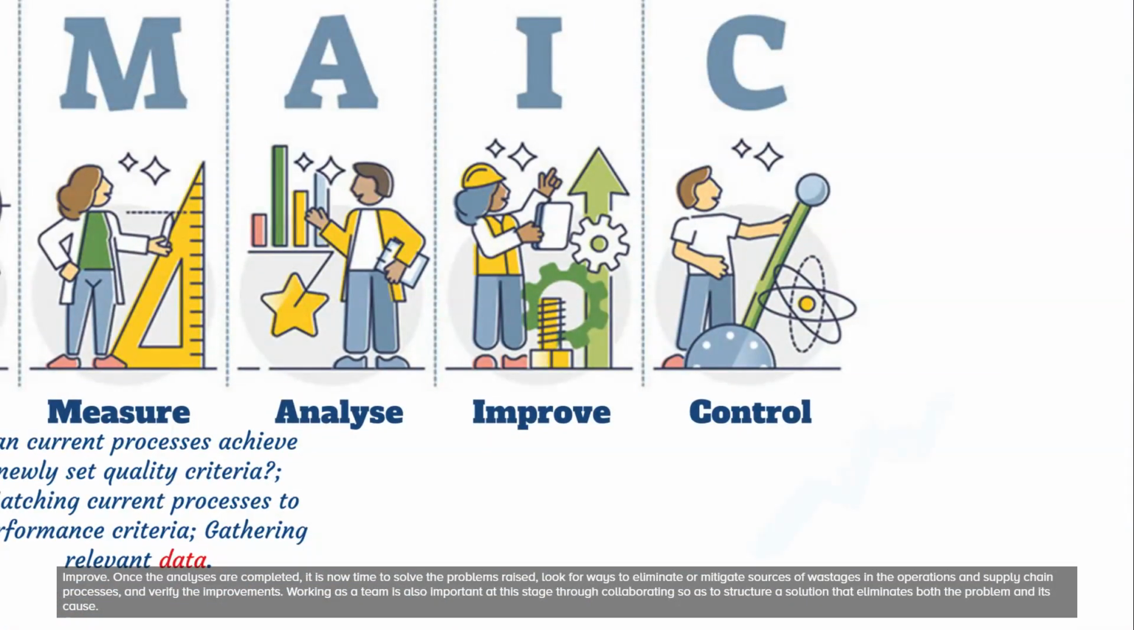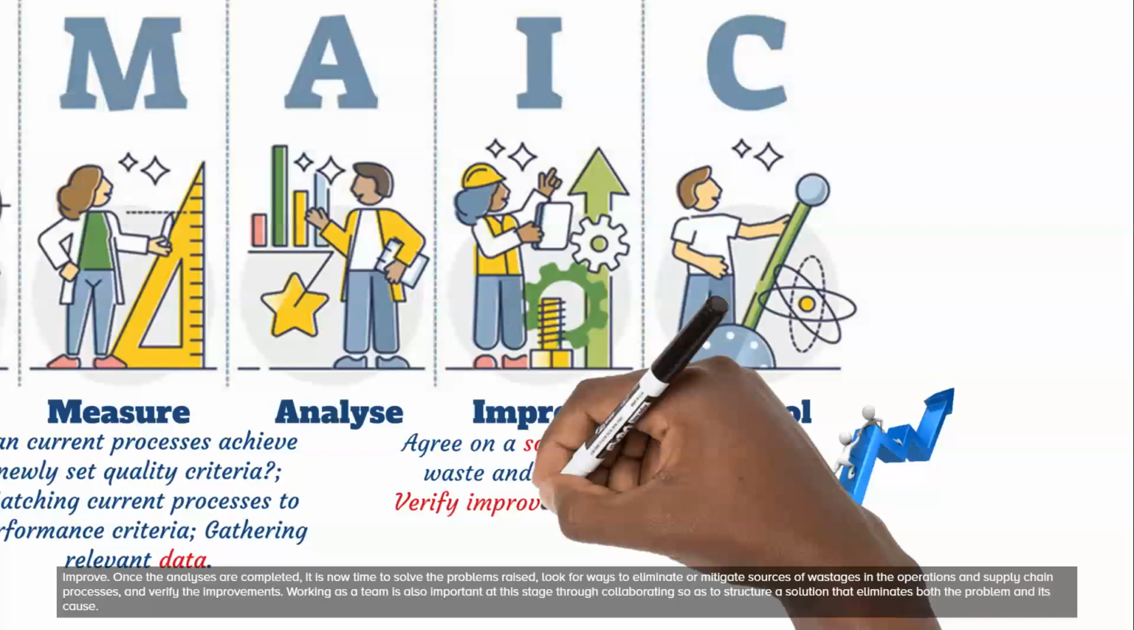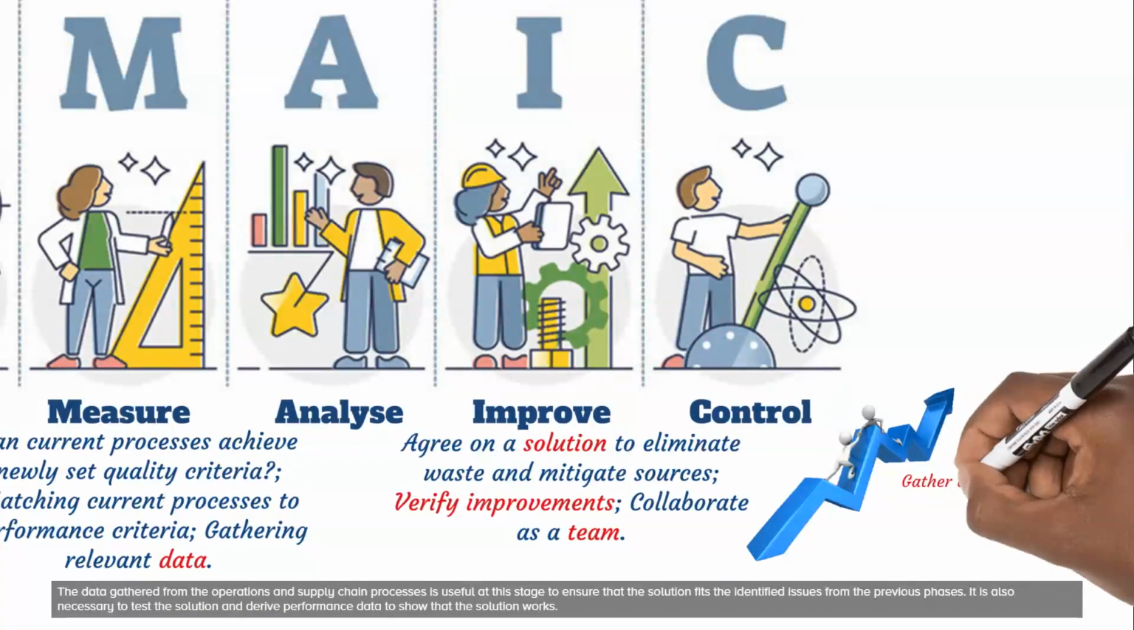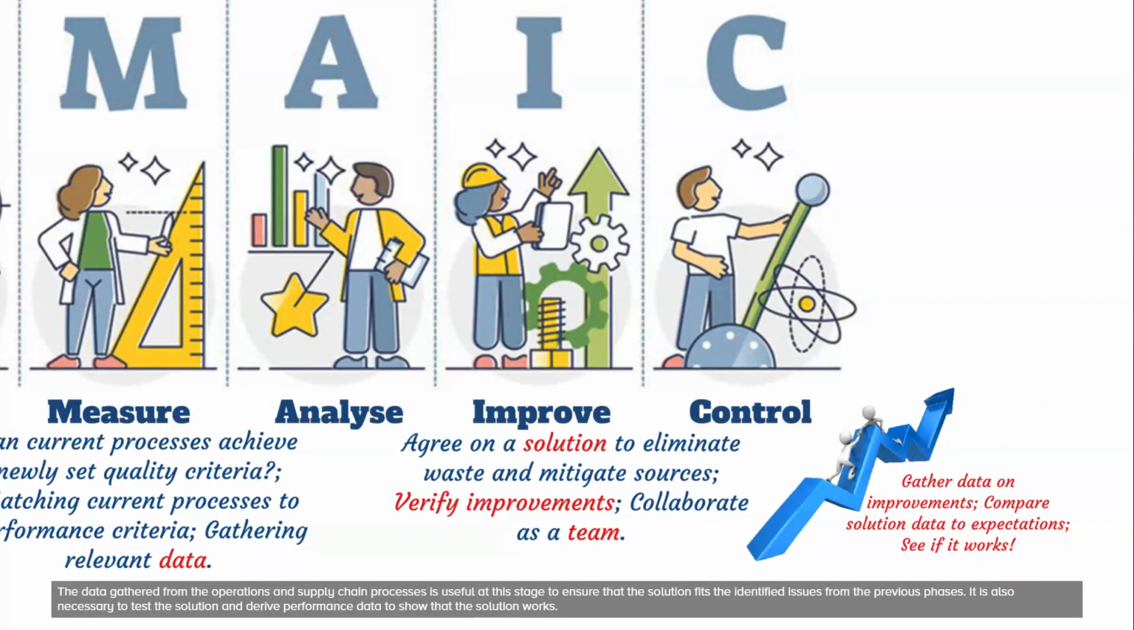Improve. Once the analyses are completed, it is now time to solve the problems raised, look for ways to eliminate or mitigate sources of wastages in the operations and supply chain processes, and verify the improvements. Working as a team is also important at this stage, through collaborating so as to structure a solution that eliminates both the problem and its cause. The data gathered from the operations and supply chain processes is useful at this stage to ensure that the solution fits the identified issues from the previous phases. It is also necessary to test the solution and derive performance data to show that the solution works.